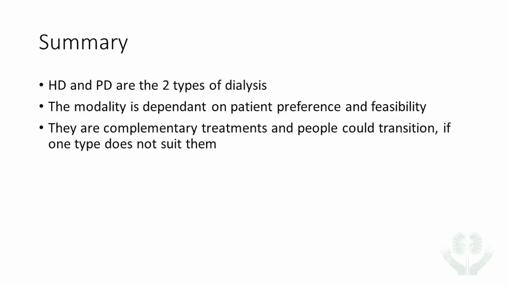In summary, hemodialysis and peritoneal dialysis are the two types of dialysis. The modality of treatment is dependent on patient preference and also the feasibility of doing such treatment. They're complementary treatments, and a patient could transition if one type does not suit them.